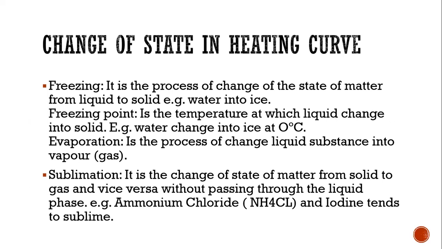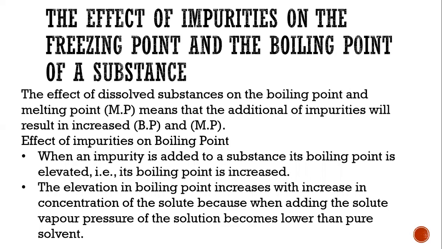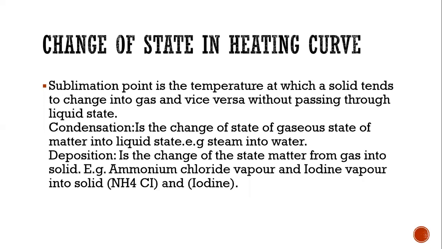Sublimation is the change of state of matter from solid to gas and vice versa without passing through the liquid phase. Take an example, ammonium chloride and iodine tend to sublime. The sublimation point is the temperature at which a solid tends to change into gas and vice versa without passing through the liquid state. So the sublimation point specifies the amount of temperature.